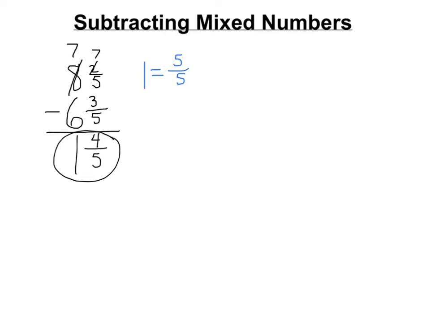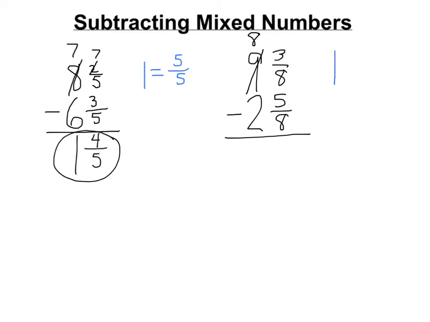Let's try another example now. Let's do 9 and 3/8 minus 2 and 5/8. Once again, we can't subtract our fractions. If you've only got 3, how can you take away 5? So we need to look to the whole numbers to borrow. So I'm going to borrow 1 off of my 9, making it an 8. And again, we need to do some thinking here. So we borrowed 1 whole, but this time we're going to combine that 1 whole with this 3/8.